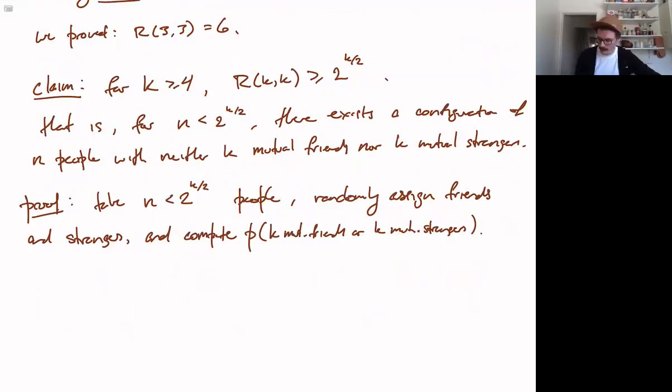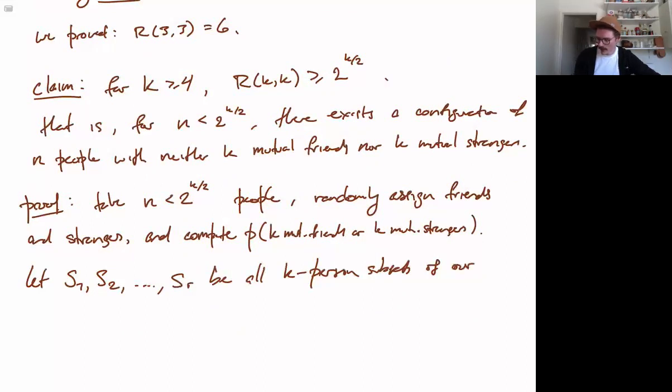Let S1, S2, through SR be all k-person subsets of our n people. So R is equal to n choose k, because this is the number of k element subsets of a set with n elements.